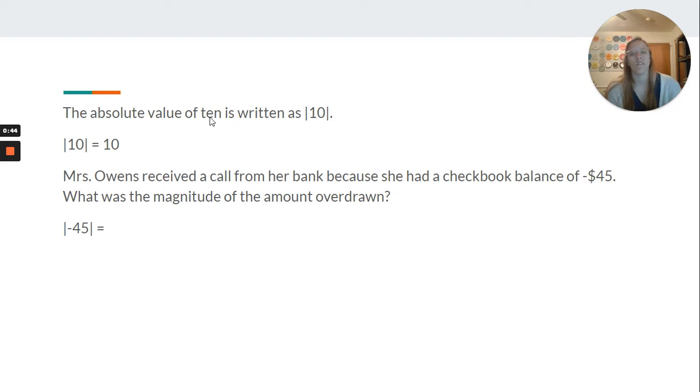So the absolute value of 10 is written as |10|. So it's in between those two brackets. And the absolute value of 10 is 10. It's a number. So let's look at this other one though. This one's a negative. So what's different?